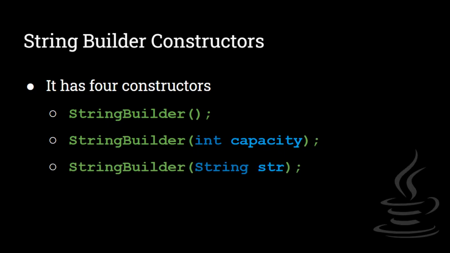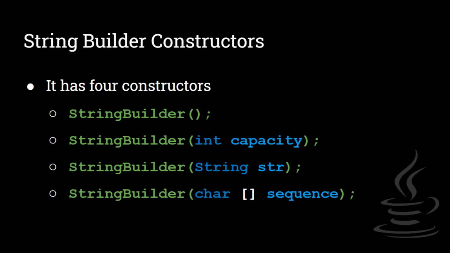The third one creates a string builder and takes a string as an argument, and initializes the buffer with the content of the string argument. The fourth one creates a string builder, and takes the character array as an argument, and initializes the buffer with the same character sequence as specified in the argument.